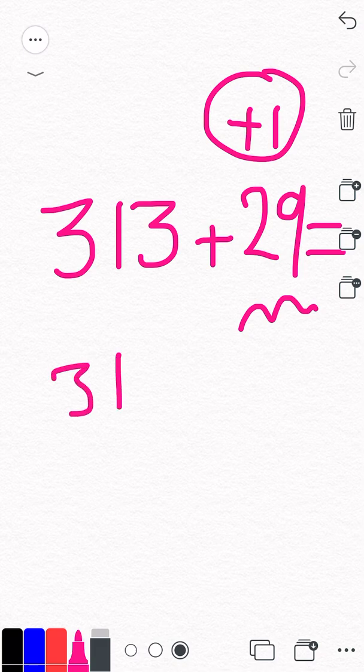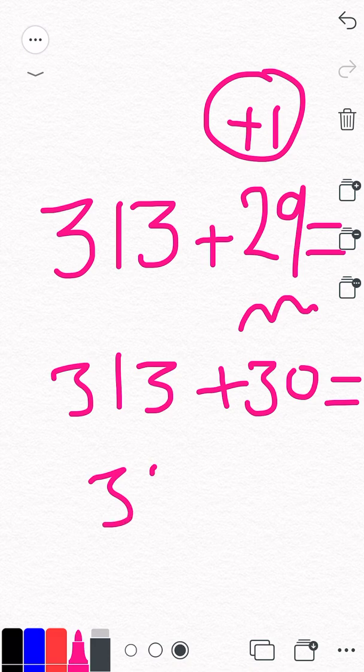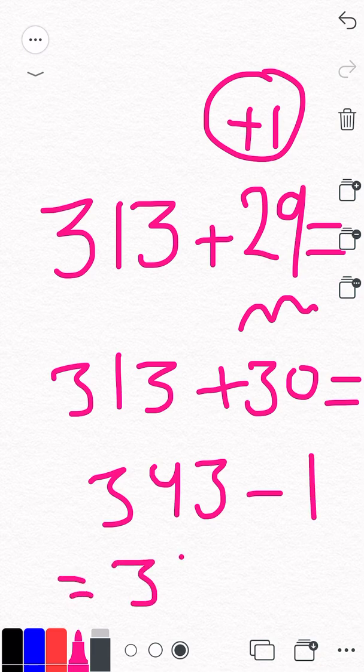Now, 313 plus 30 equals 343. Now, because we added 1, we have to subtract it now. 343 minus 1 equals 342. This way is called compensation. It's my favorite way for addition and subtraction, and we're using this way the whole time this lesson.